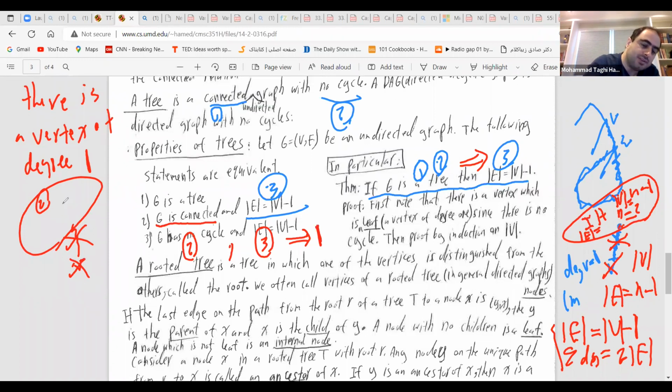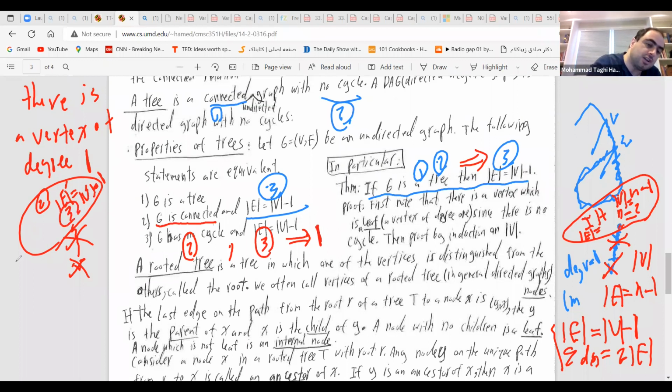So it means that for this new graph, also the number of edges E prime is equal to V prime minus 1. So for the remaining graph, the number of edges is equal to the number of vertices minus 1, and it has 1 less vertex. So here we have this property 3 and 2.